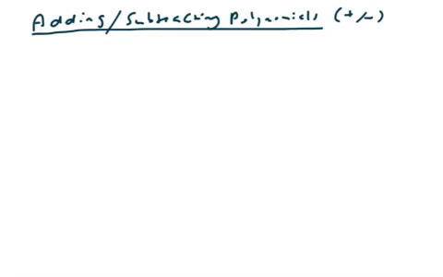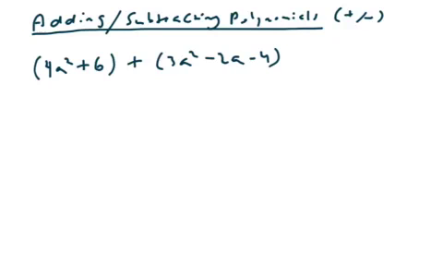Okay, the next little item I want to discuss with you guys is adding and subtracting polynomials. Now this is where you're going to have more than one term, and you're going to be asked to look at it and decide what can I combine together. So, for instance, now you're going to probably see parentheses around these. So maybe I have (4a squared + 6) + (3a squared - 2a - 4), and I want to combine.